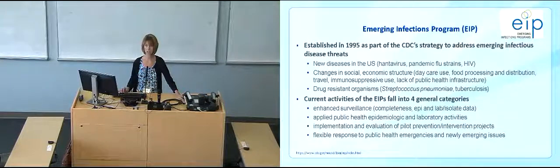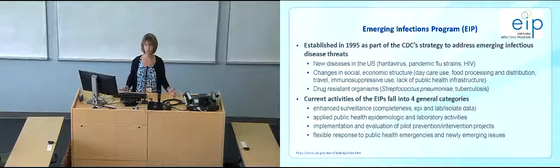There was concern about social changes, economic changes. So daycare use had changed. Food processing had changed. Where our food comes from. A lot of international food distribution was a concern. International travel was becoming more and more common. More and more individuals were being treated with immunosuppressive drugs to treat their condition. And then there was a concern just about enough of a public health infrastructure to actually do the kind of surveillance that we needed to do to understand emerging infectious diseases. There was also concern about drug-resistant organisms like strep pneumo, tuberculosis.